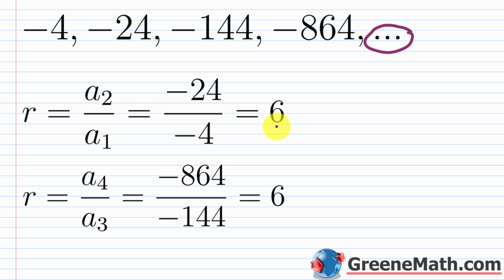Again, you could also pick any other two terms that are next to each other. So as another example, here r is equal to a sub 4 over a sub 3, so that equals negative 864 divided by negative 144. So again, that's going to give me 6 either way.